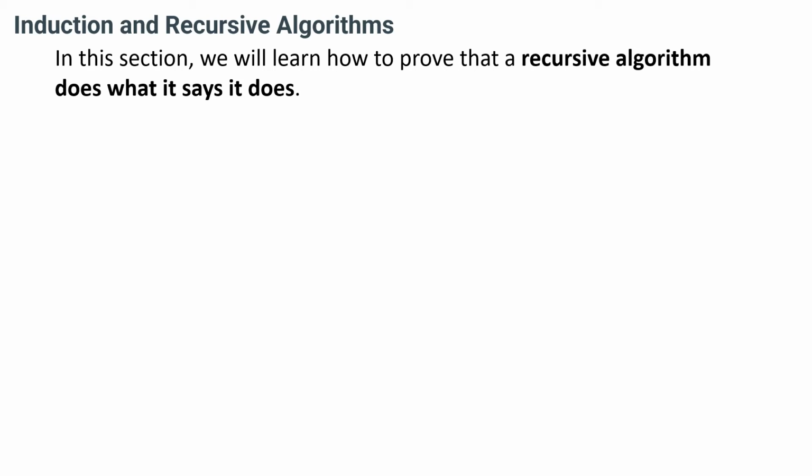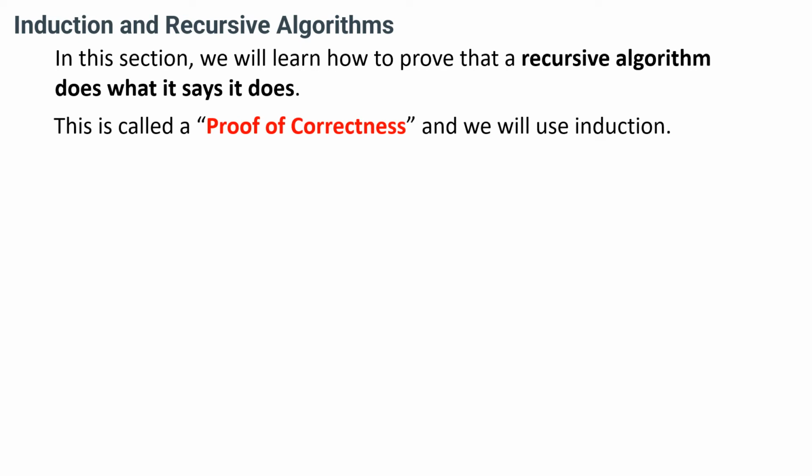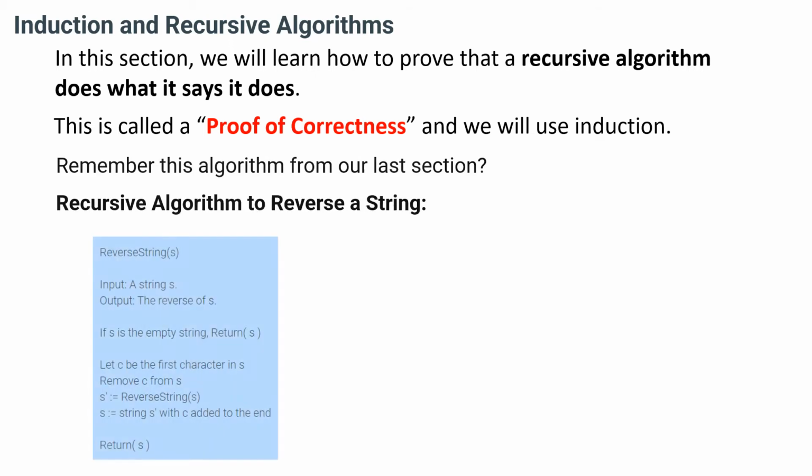Last time we talked about recursive algorithms, and this time we're going to talk about how to prove that a recursive algorithm actually does what it claims to do. We call this a proof of correctness, and we will be using induction to perform these proofs. So remember this algorithm that we talked about last time. It was an algorithm to reverse a string.